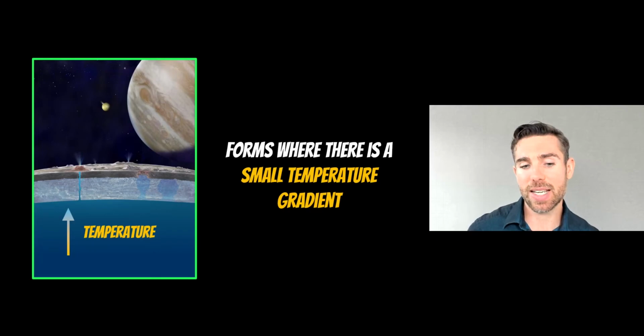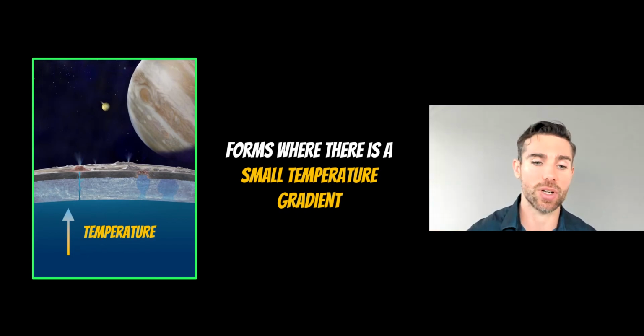And this particular type of ice forms when you have a very small temperature gradient in the ocean. And this actually occurs in Antarctica as well, which has a very shallow temperature gradient. What does that mean? Well, it means that if you go deeper into the ocean, the temperature doesn't change that much. So there's not much of a temperature gradient. And the same is thought to be there in Europa, which then facilitates this particular type of ice forming.